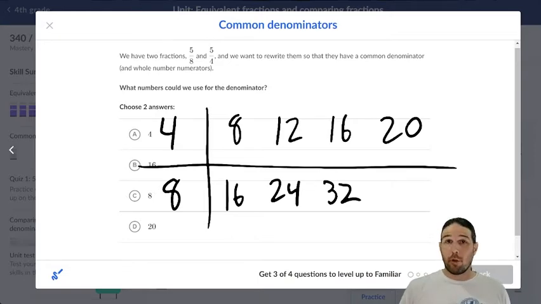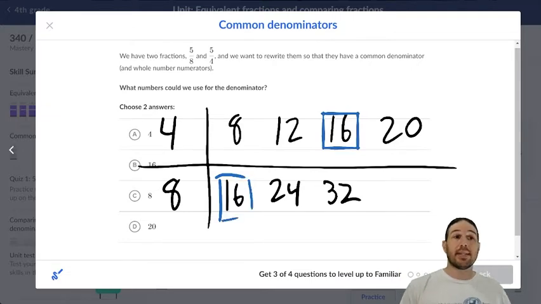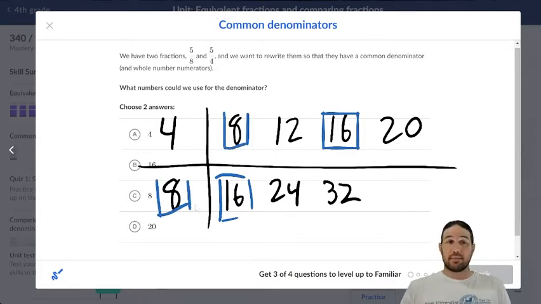So, what common multiples do we have? Well, I certainly see that we have 16 and 16, but there is another one that's even lower. This 8 and this 8. Yes, the initial 8 still counts as a multiple of 8. It's 8 times 1, so it is a multiple of 8. The lowest common denominator, the lowest common multiple here is 8, but 16 is also a correct common multiple.